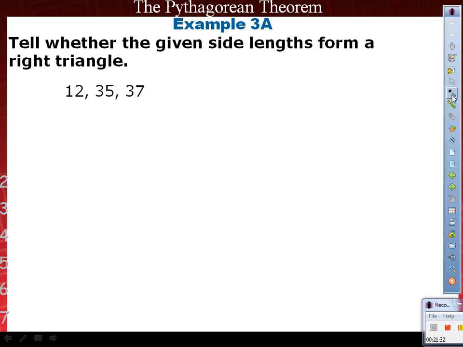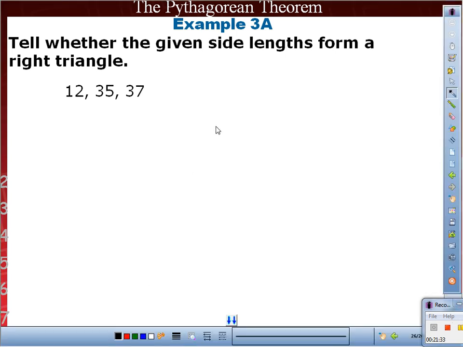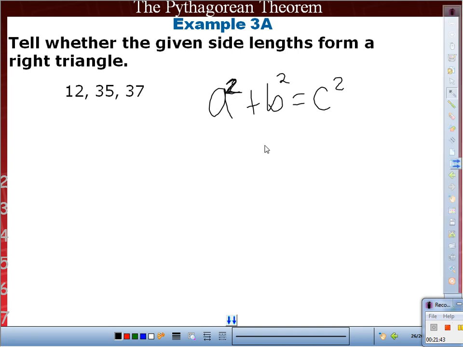So what do we do? Step one will always be the same. We write our Pythagorean Theorem: a squared plus b squared equals c squared. Step two will always be the same. What is step two? Substitute. But here's a dilemma. Look up to the screen. Now we have three different numbers. How do we know which one is which? Think about it. Talk to your neighbor. How do we know which one is which?